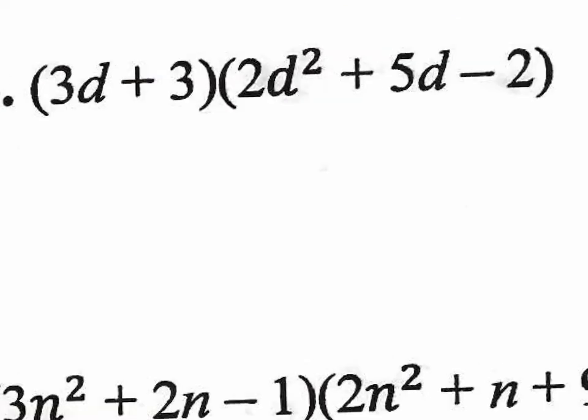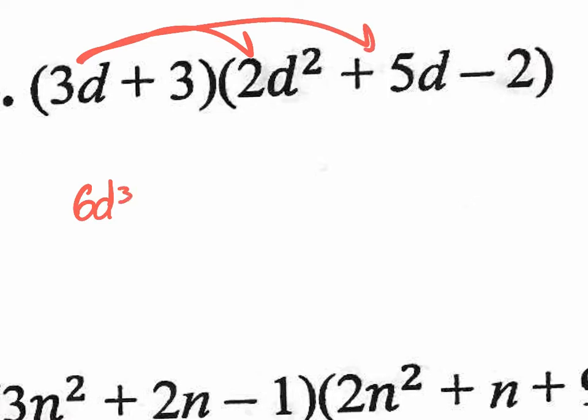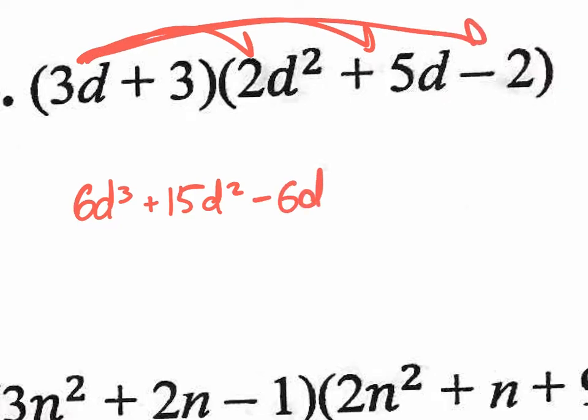Number 14, fun stuff. Distributing the 3d times 2d squared, I'm going to get 6d to the third. 3d times 5d, I'm going to get what? 15d to the second. And then 3d times negative 2, negative 6 with the d. Now, instead of continuing my expression this way when I distribute the 3, I'm not going to write it this way, I'm going to stack them. So it'll be a little more organized and easier to do.